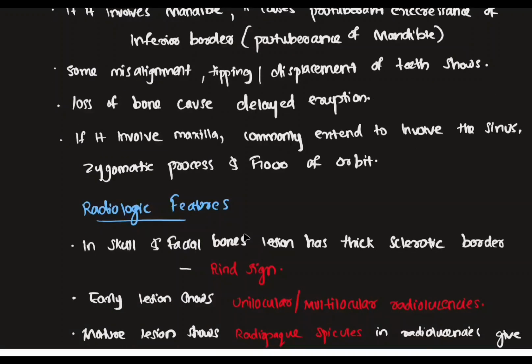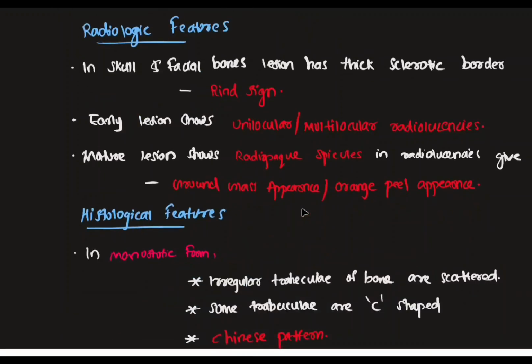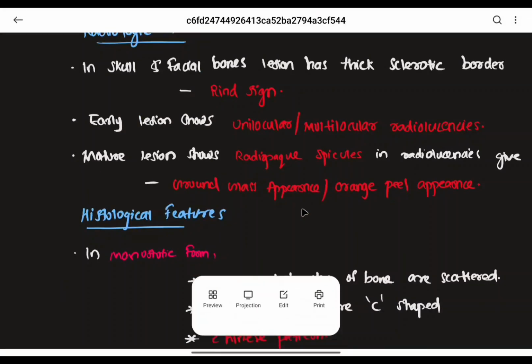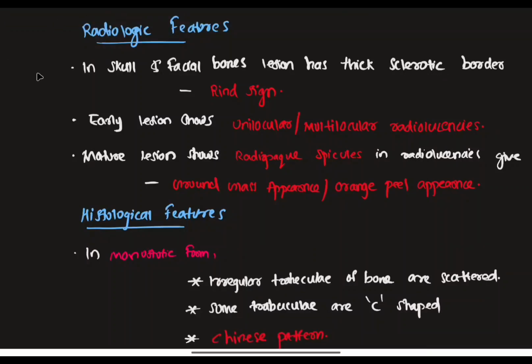Then if it involves maxilla, commonly it extends to involve the maxillary sinus, zygomatic process, and floor of the orbit. Another important feature, radiologic features of fibrous dysplasia. In skull and facial bone lesions, they show a thick sclerotic border, and it's known as ringed sign, very important point for NEET MDS.